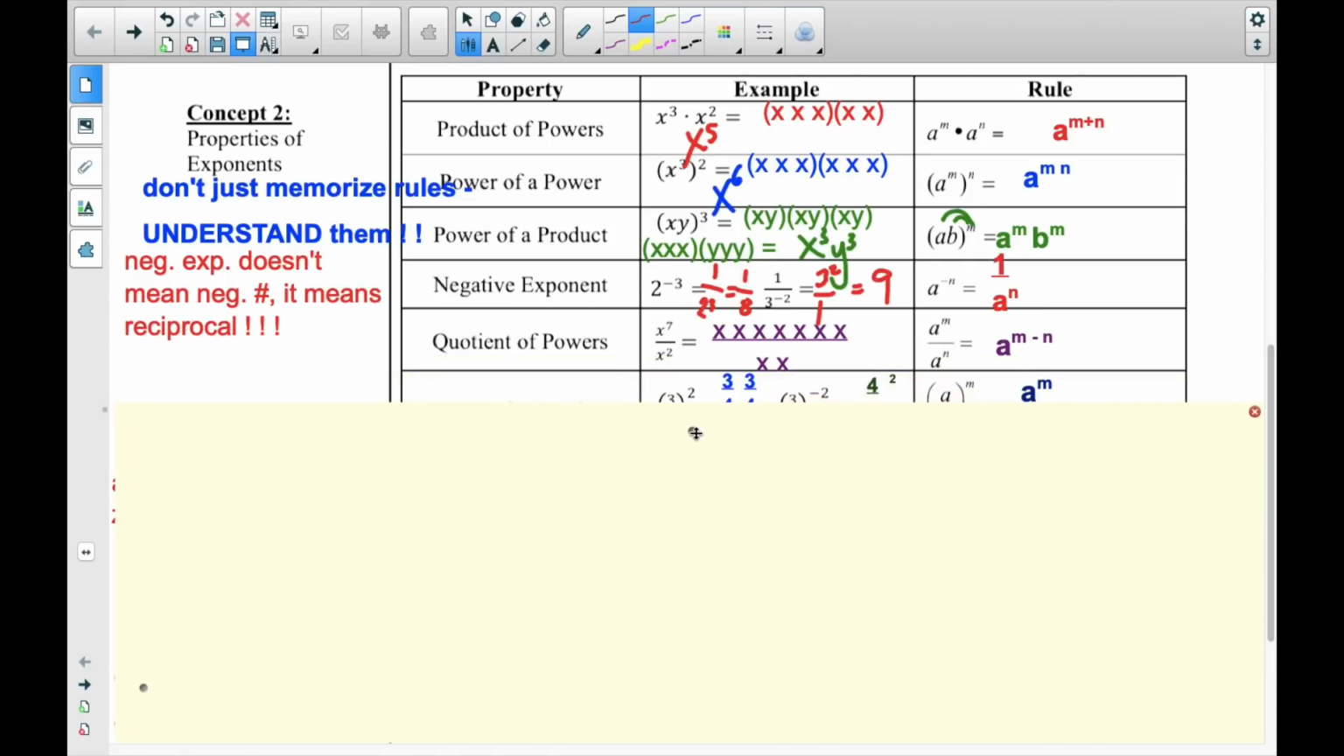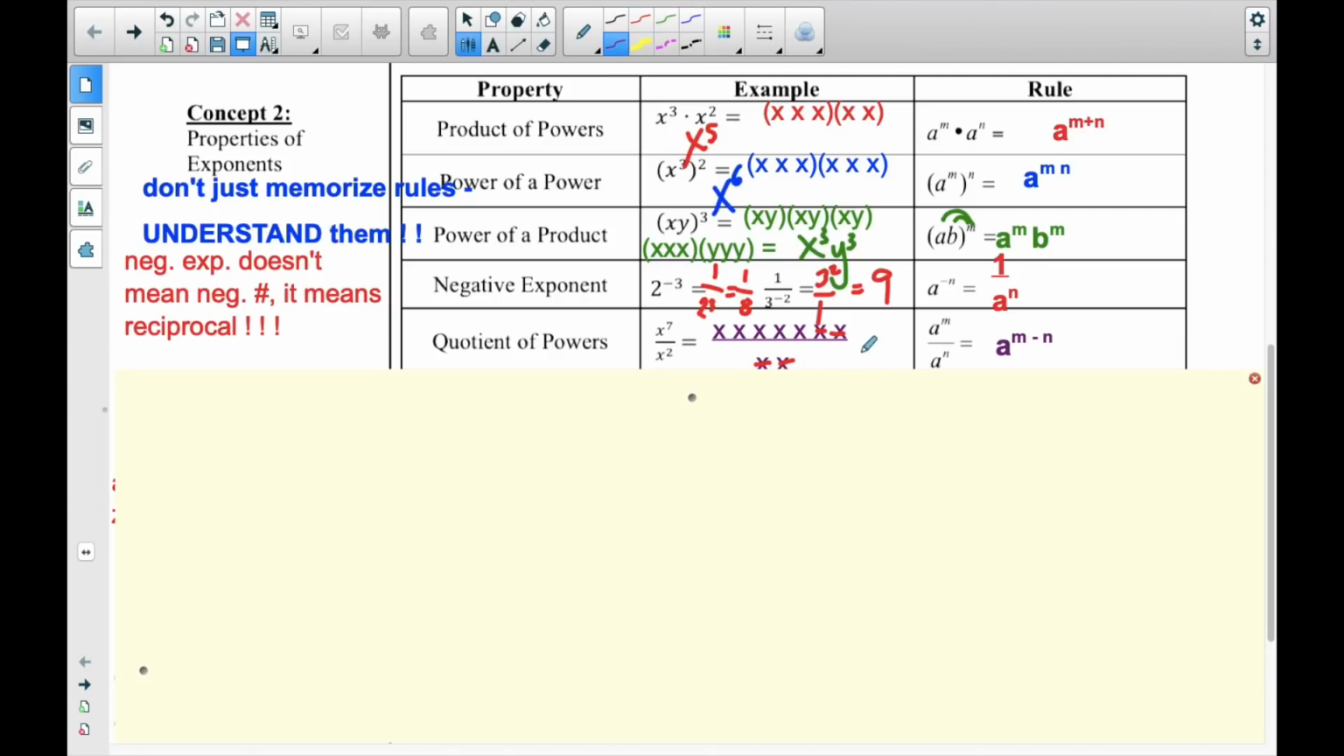Okay, let's look at our quotient of powers. X to the 7th over x to the 2nd. So we have 7 x's over 2 x's. Well, if we have 2 in the denominator, we can cancel those out with 2 in the numerator, and that leaves us with 5. So this answer is x to the 5th. And the shortcut then to that would just be to subtract m minus n. So 7 minus 2 is 5.